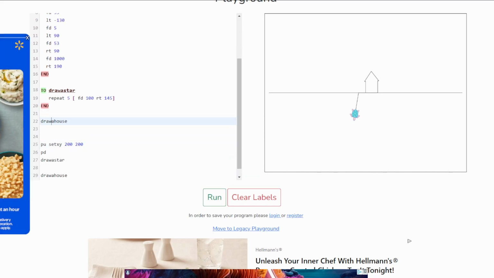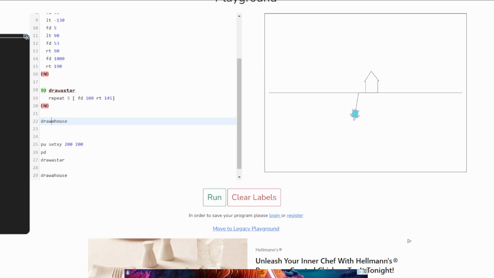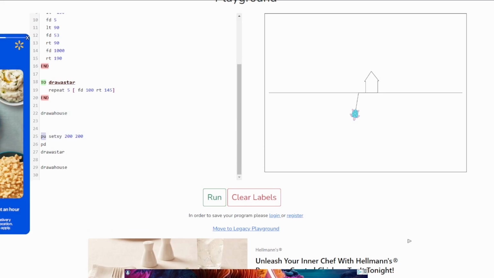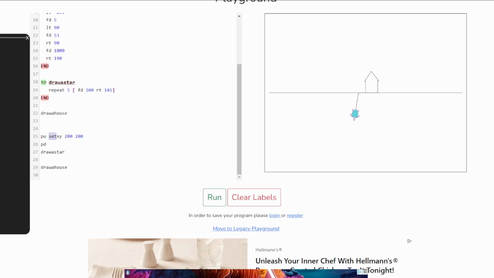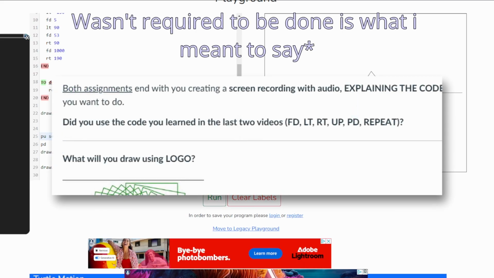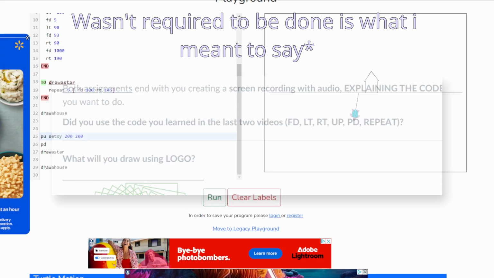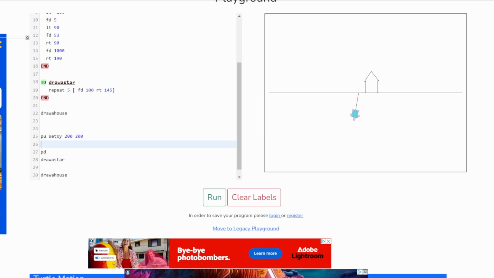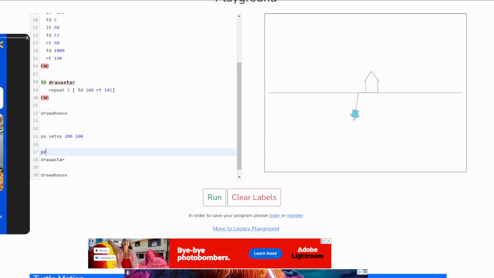So I'm going to first draw a house, which just makes this thing. And then I'm going to put the pen up, and then I'm going to set the X and Y coordinates, which I know wasn't in the lesson, but it's just for aesthetic purposes. So it brings the pen up. It leaves no ink behind, right? And pen down, it brings the pen down, like so.